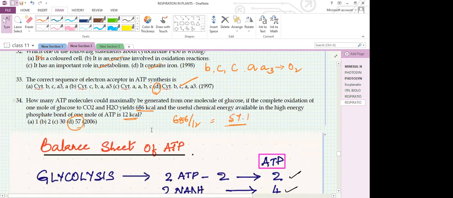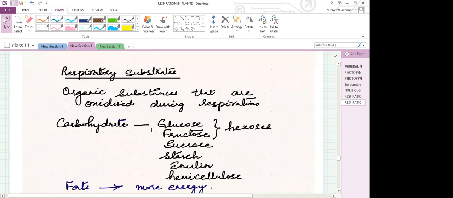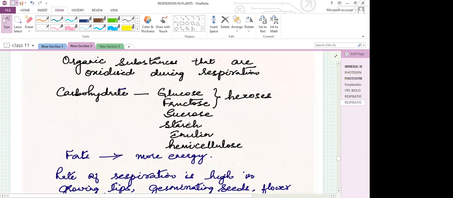Now let's go to the next topic. I'll finish this and then I'll leave you by 4 o'clock for the break. Respiratory substrates are not glucose alone. They are different substances. Any carbohydrate, hexoses are the main ones. Inulin and starch are polysaccharides, which are finally hydrolyzed to glucose.